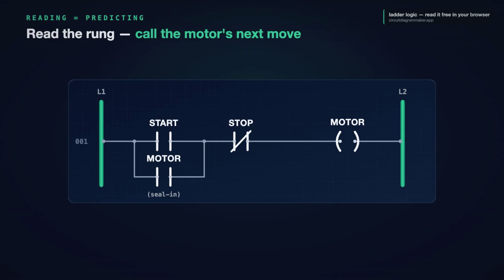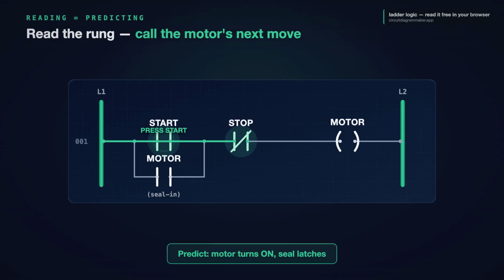Now someone presses start. Trace it. Power through start, through stop, onto the coil. The motor turns on, and the seal-in contact snaps closed behind it. Release start. Does the motor stop?